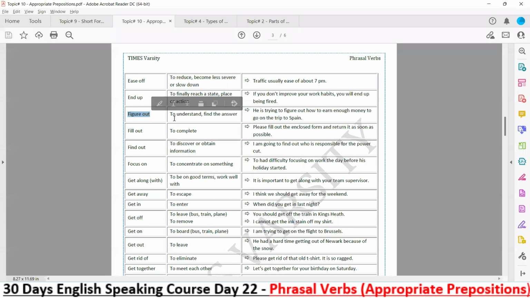Now, figure out. What is the meaning of figure out? To understand, find the answer. He is trying to figure out how to earn enough money to go on the trip to Spain. You see here, instead of figure out, you can say find or to understand.